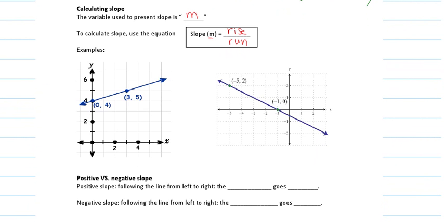So you have the 2 points here, (0, 4) and (3, 5). I'm going to draw a right triangle. It doesn't matter which way you draw it, if you draw it this way or you draw it that way, it doesn't matter. Okay? So I'm going to draw it this way.